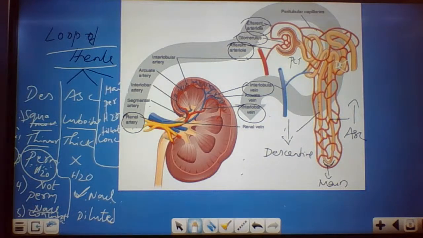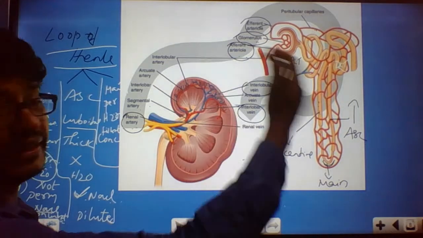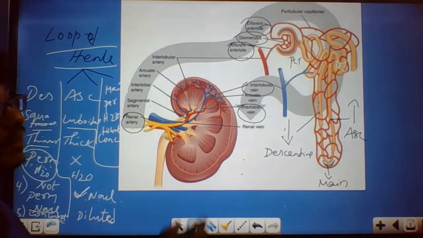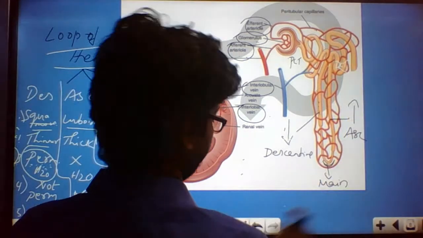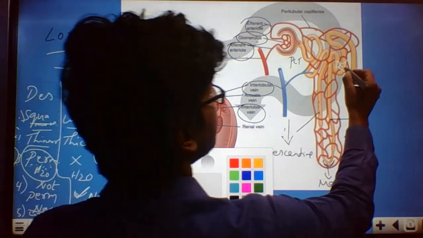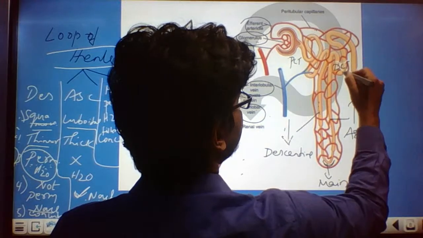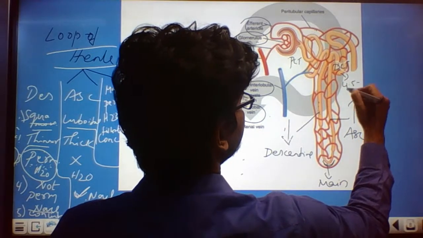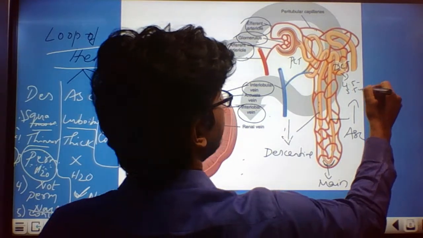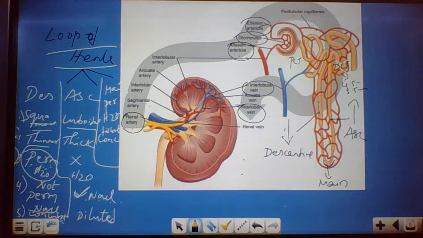In the distal convoluted tubule you could see most of the reabsorption takes place. Here, water is getting absorbed. What is the size of the distal convoluted tubule? The size of the distal convoluted tubule is 4.5 to 5.5 mm.